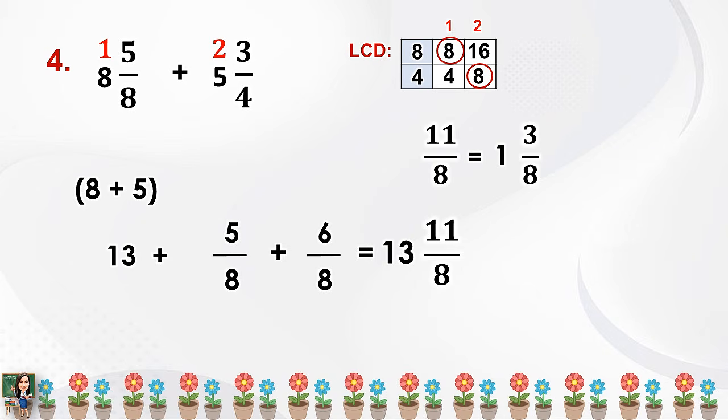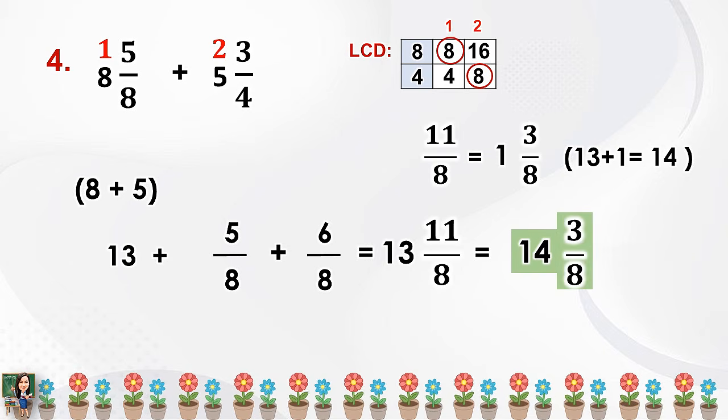Then add the whole numbers. 13 plus 1 equals 14. Then write the fraction, 3 eighths. So the answer is 14 and 3 over 8.